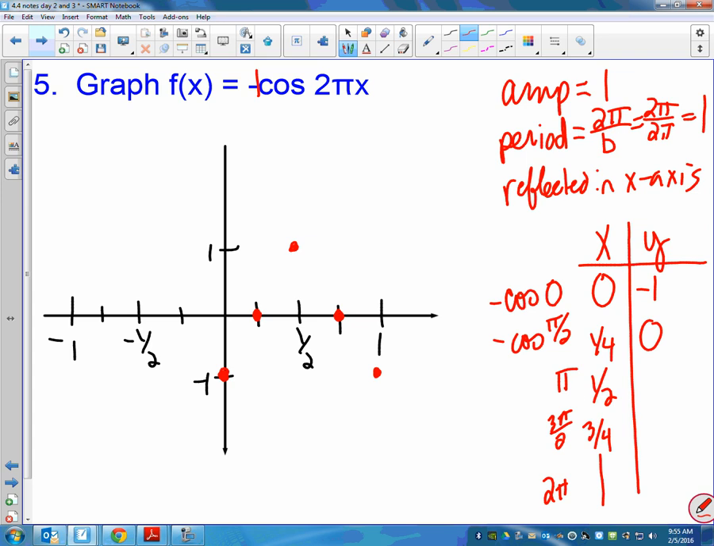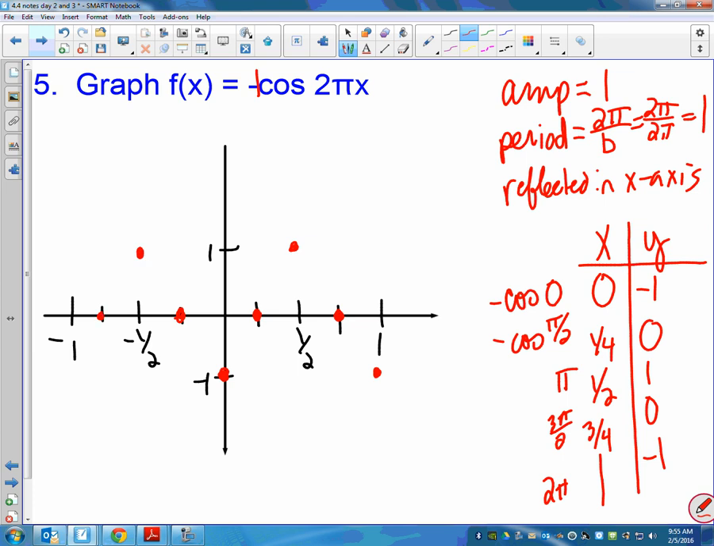Cosine of pi is -1, but a negative of that gives me my +1. Cosine of 3 pi halves is still 0. And then I end where I started. So again, those values, the only thing that's changing there is the negative because of the split phase.